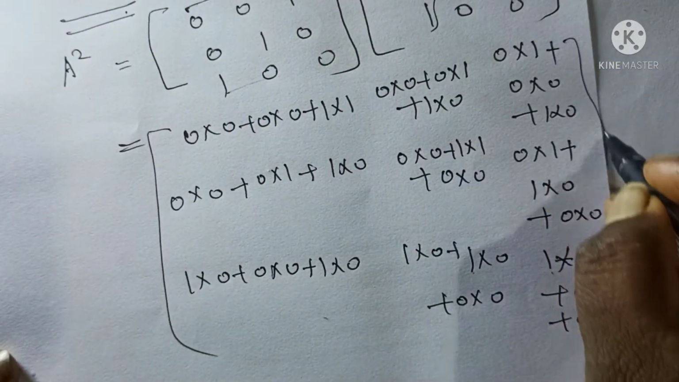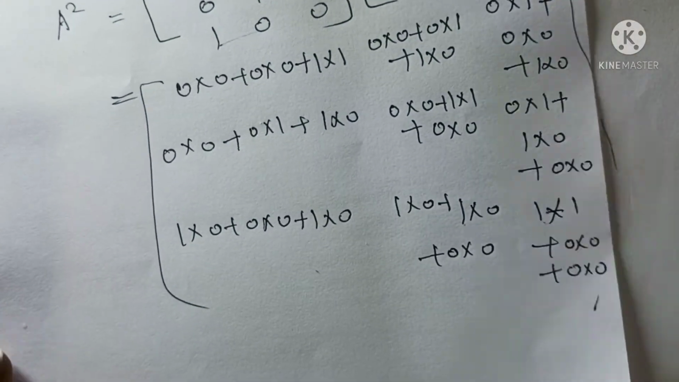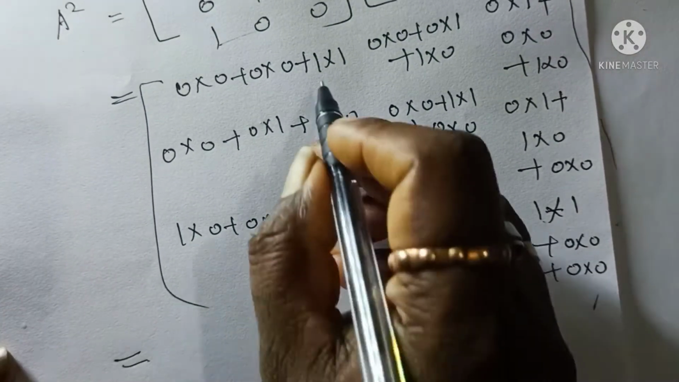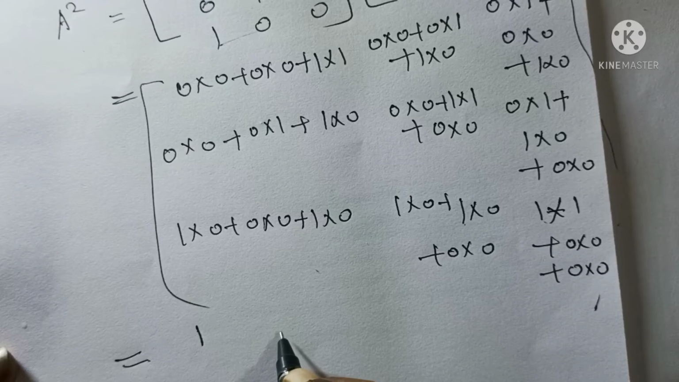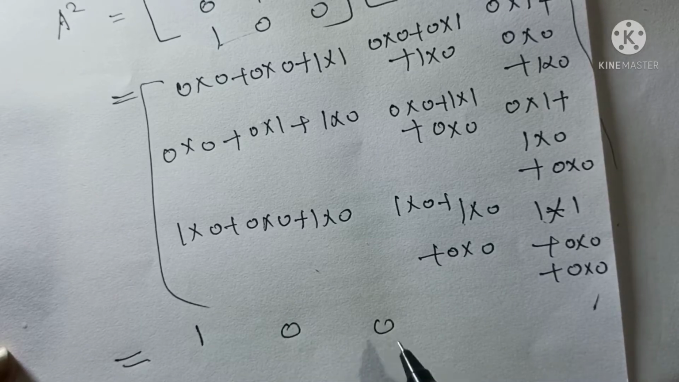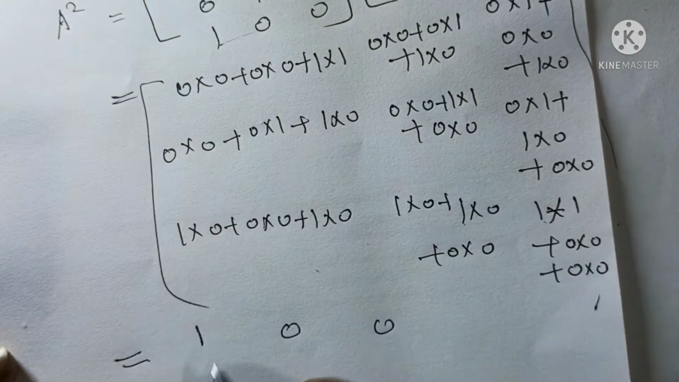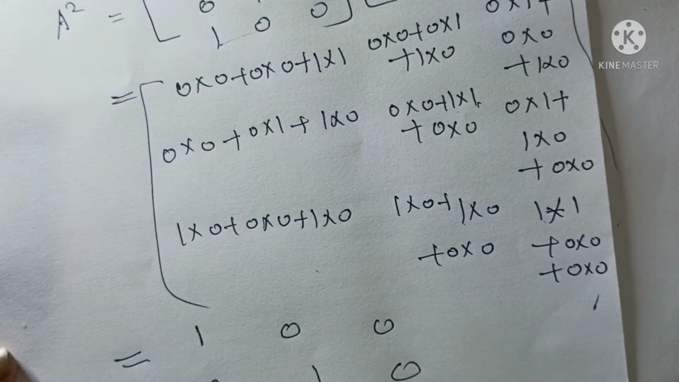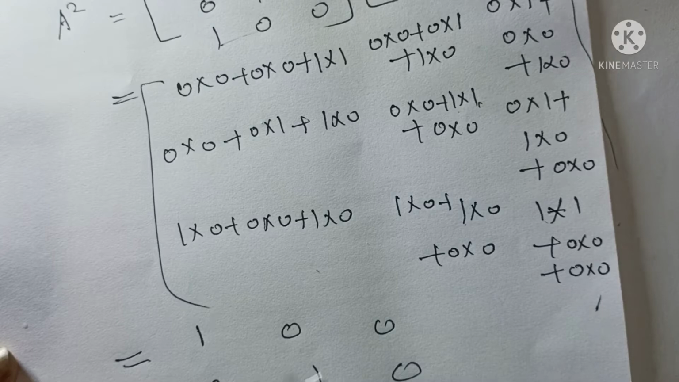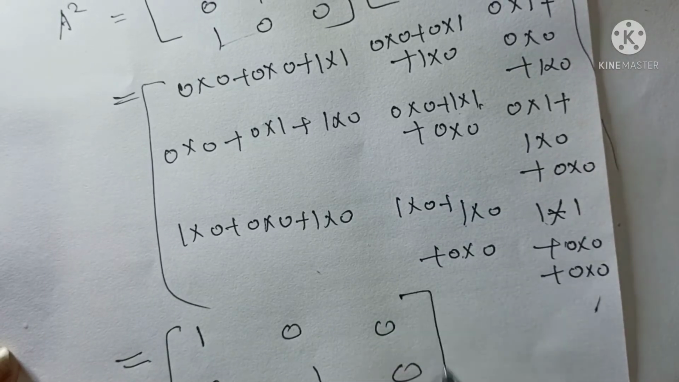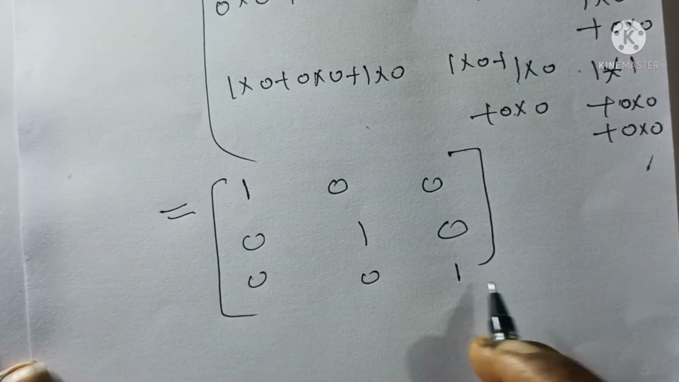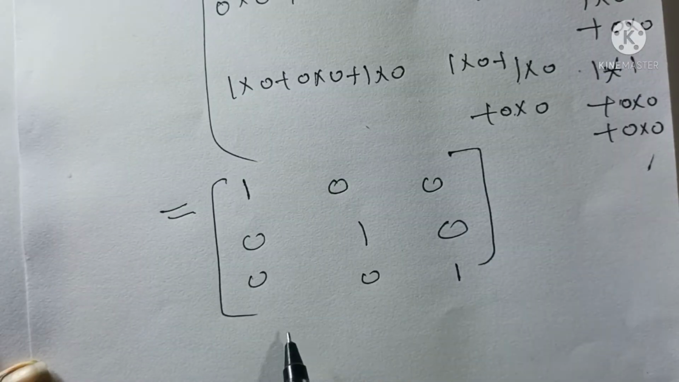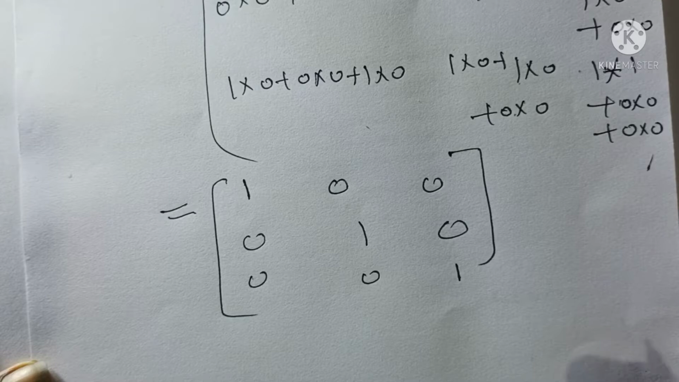Then you put the equal symbol, which is equal to here 1, then everything 0, here also everything 0. Here everything 0, here 1 into 1, 1, then here also everything 0. Here 0, then here also 0, here 1. So we got identity matrix, correct. If you are multiplying identity matrix with identity matrix, you will get identity matrix only.